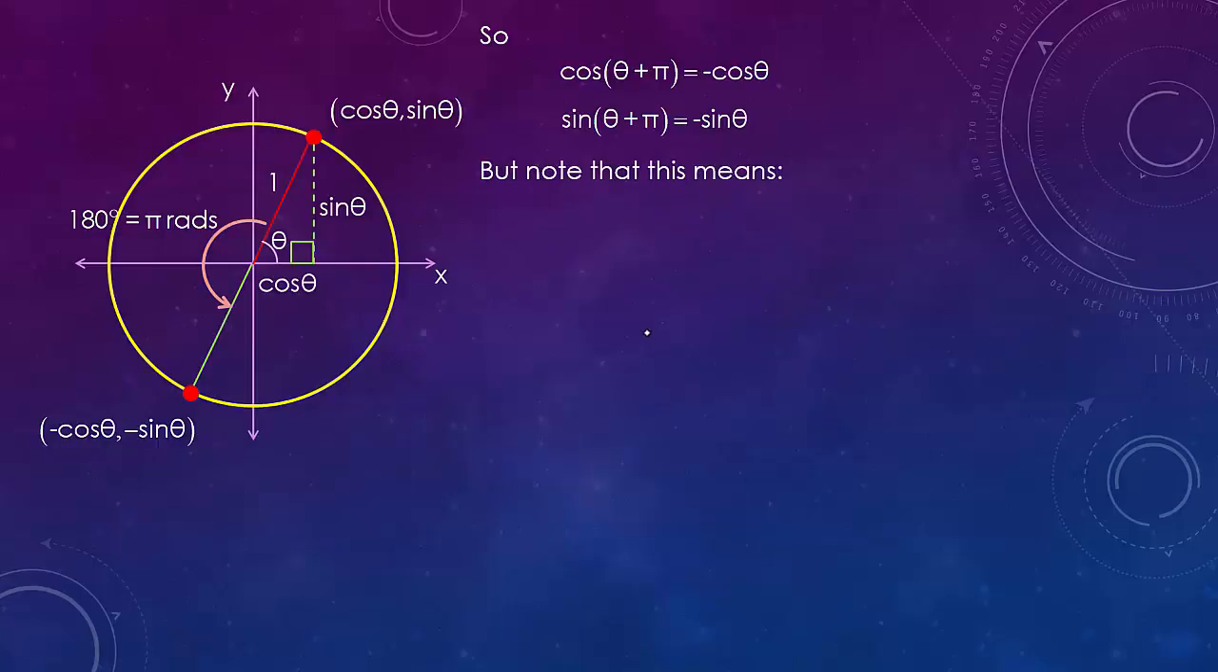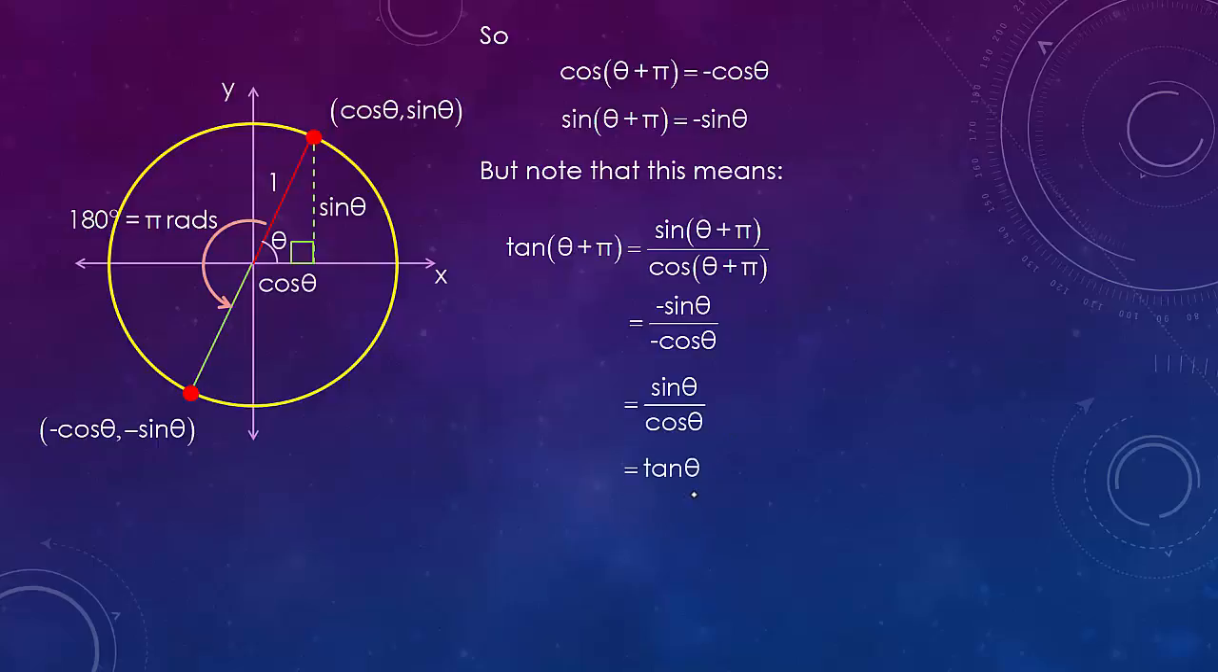But note that this means that the tan of theta plus pi is equal to the sine of theta plus pi over the cos of theta plus pi, which is negative sine theta divided by negative cos theta, and negative divided by negative is positive. So that's just sine theta over cos theta, which is tan theta. Therefore, tan theta plus pi is equal to tan theta.